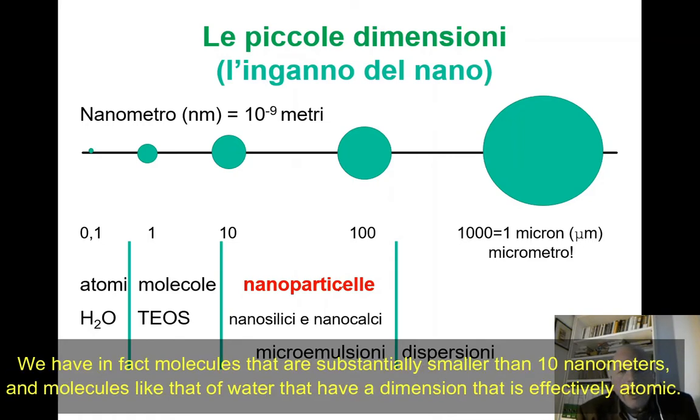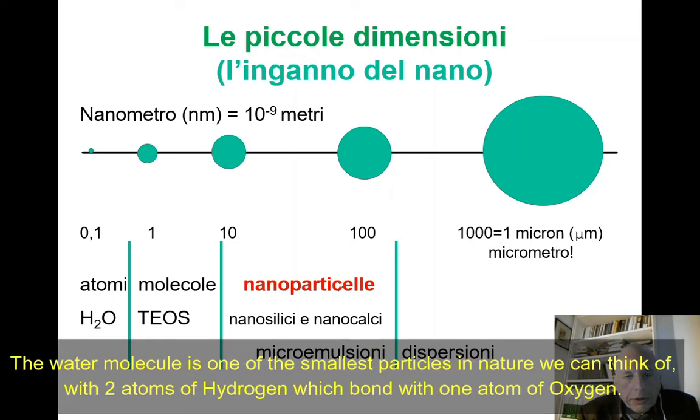We have in fact molecules that are substantially smaller than 10 nanometers, and molecules like that of water that have a dimension that is effectively atomic. The water molecule is one of the smallest particles in nature we can think of, with 2 atoms of hydrogen which bond with 1 atom of oxygen.